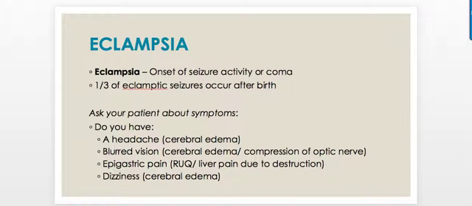Eclampsia. If the patient has preeclampsia, she may become eclamptic. Eclampsia is the onset of seizure activity or coma in a woman with preeclampsia. Eclampsia signs and symptoms include persistent headache, blurred vision, severe epigastric or right upper quadrant abdominal pain, and altered mental status. However, convulsions can appear suddenly and without warning in seemingly stable women with only minimal BP elevations.